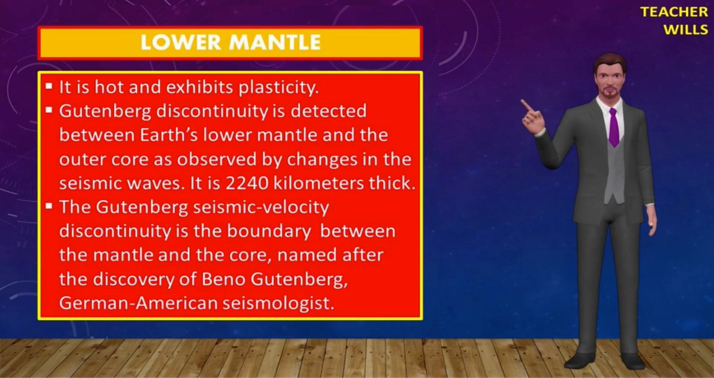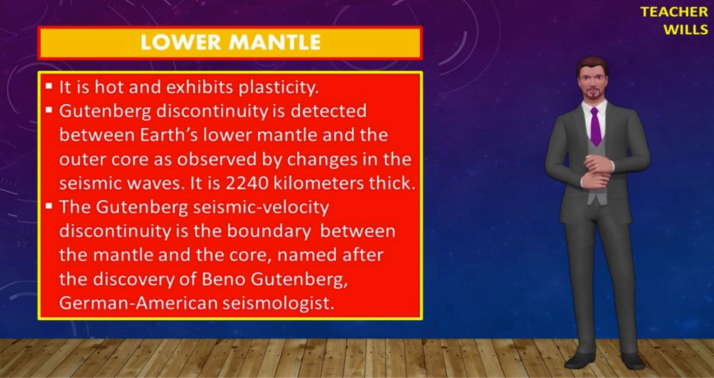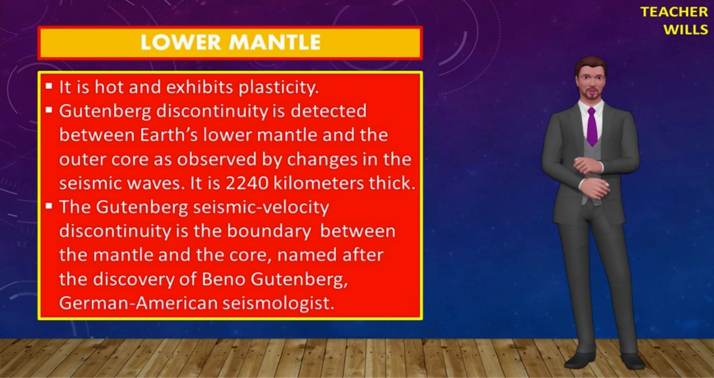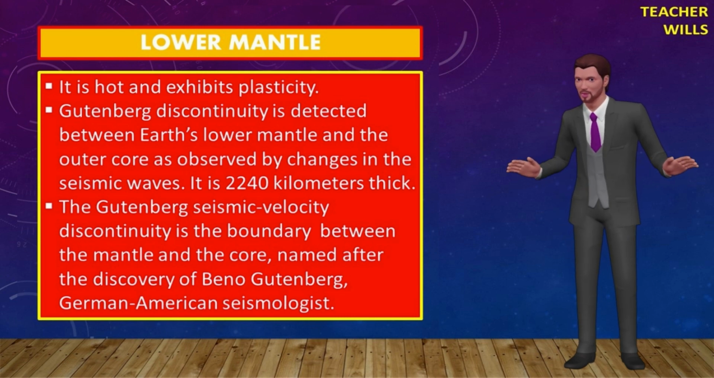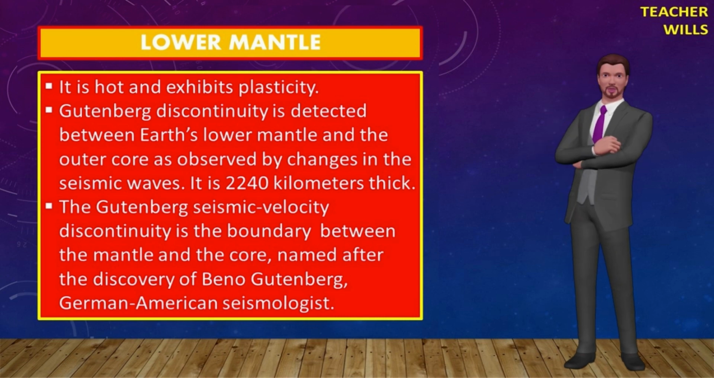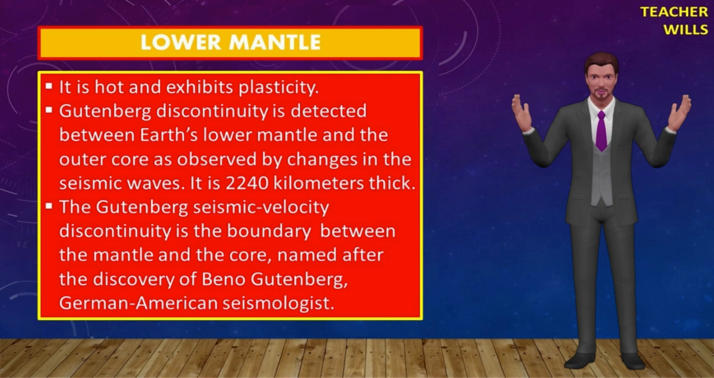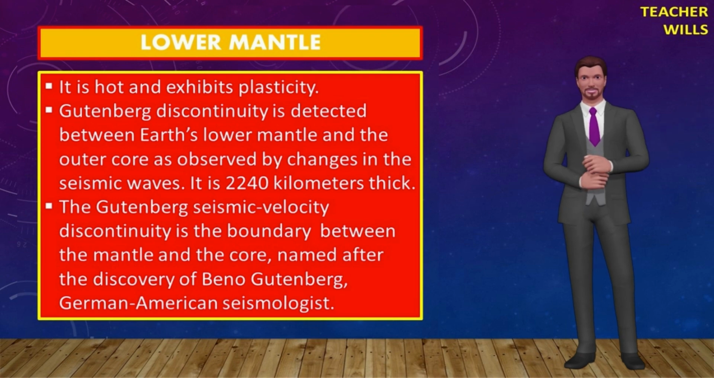The lower mantle. The lower mantle is hot and exhibits plasticity. The higher pressure in the layer causes the formation of minerals that are different from that of the upper layer. Gutenberg discontinuity is detected between Earth's lower mantle and the outer core as observed by changes in the seismic waves. It is 2,240 kilometers thick. The Gutenberg seismic velocity discontinuity between the Earth's mantle and core, named after the discovery of Beno Gutenberg, German-American seismologist. It is the boundary between the mantle and the core.